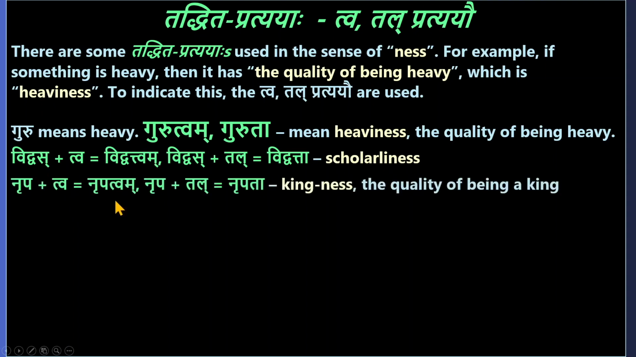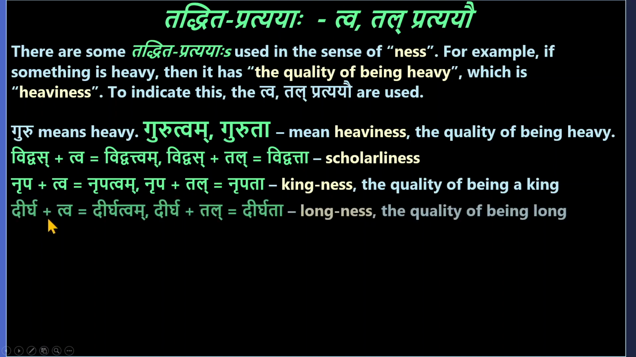Nripa plus tva is nripatvam. Nripa plus tal is nripata, kingness, the quality of being a king. Dirgha plus tva is dirghatvam. Dirgha plus tal is dirghata, longness, the quality of being long.